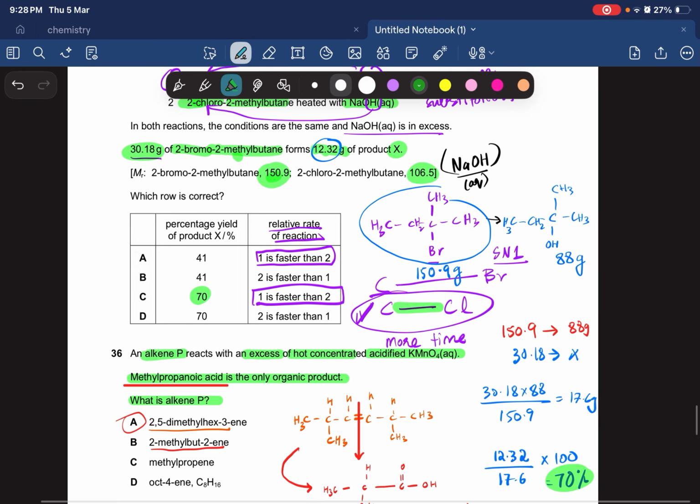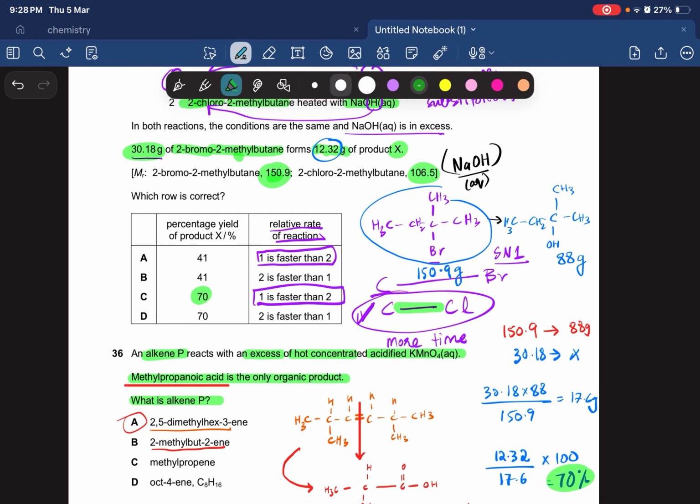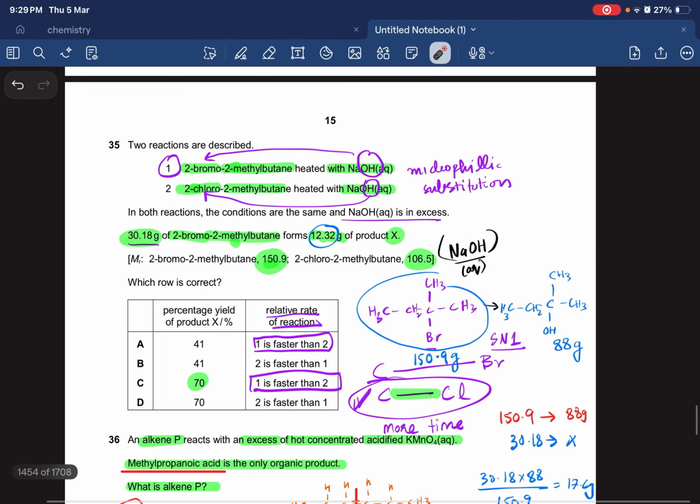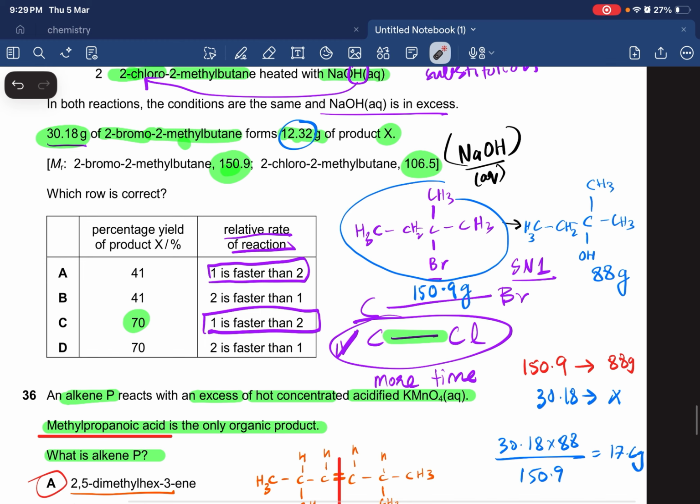Well, this was a tricky one, but not that tricky. You just had to realize, first things first, that the carbon-bromine bond is going to be weaker. And the second thing is that what we expect to produce in a reaction and what we actually produce in a reaction are different things. Like, we expected that we're going to form 17.6 grams, but we actually produced 12.32 grams. That's why the percentage yield was 70%. You had to realize this thing. For that, you had to draw the products.